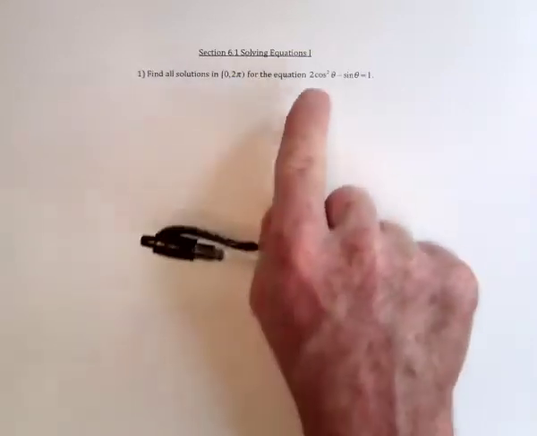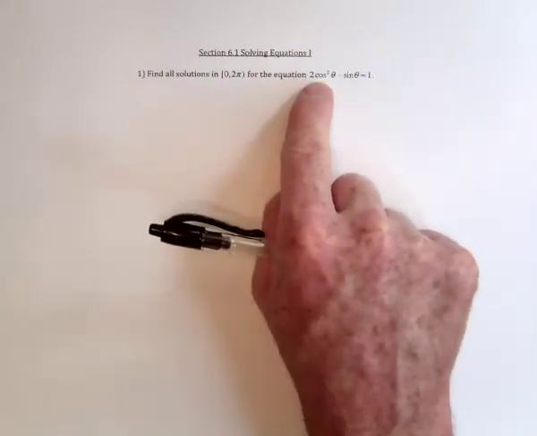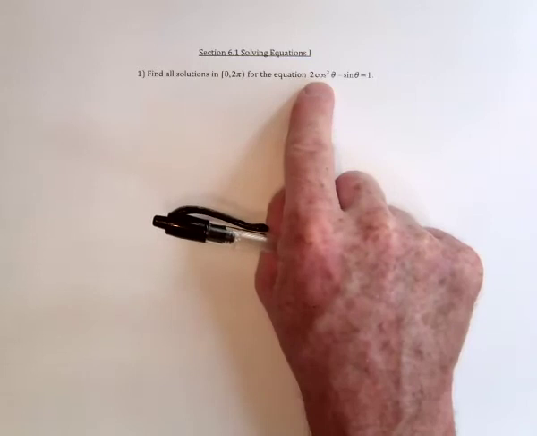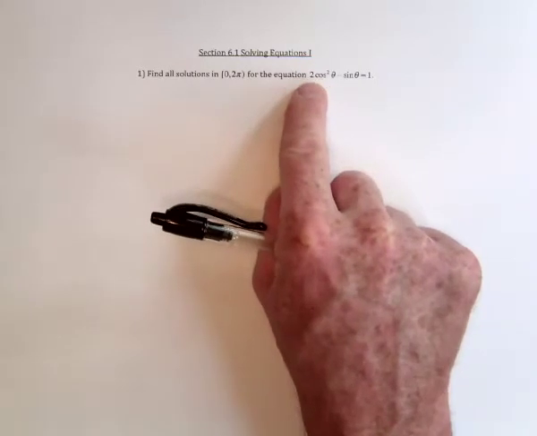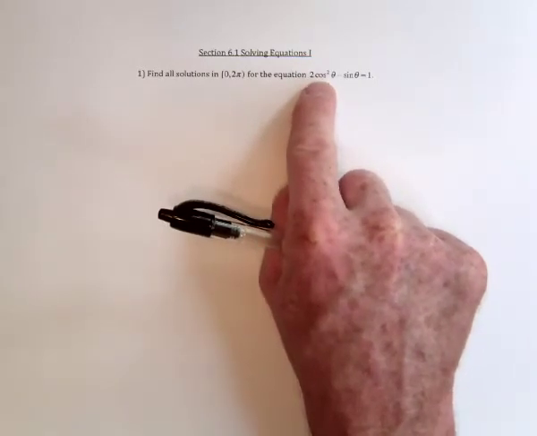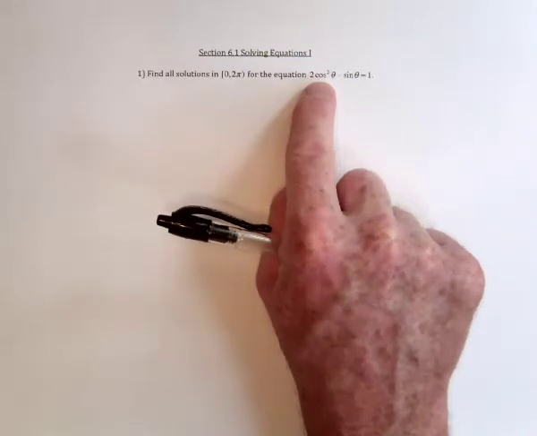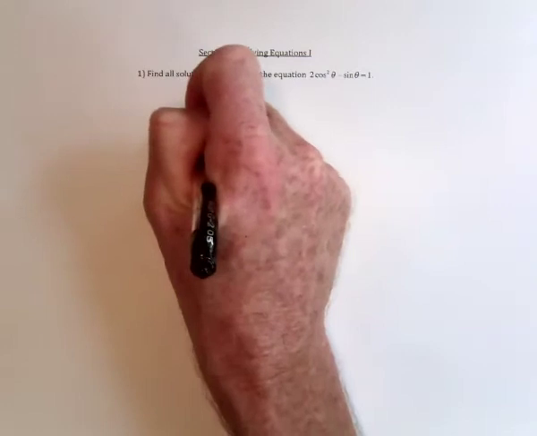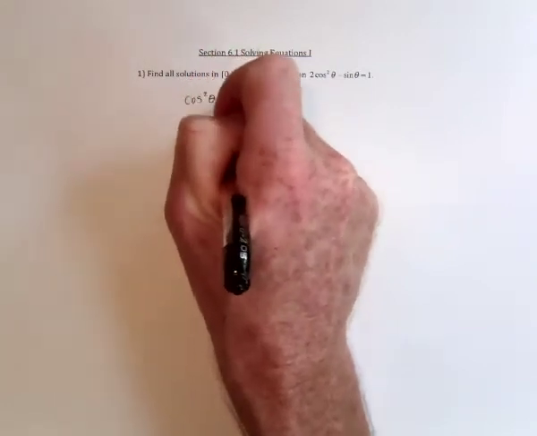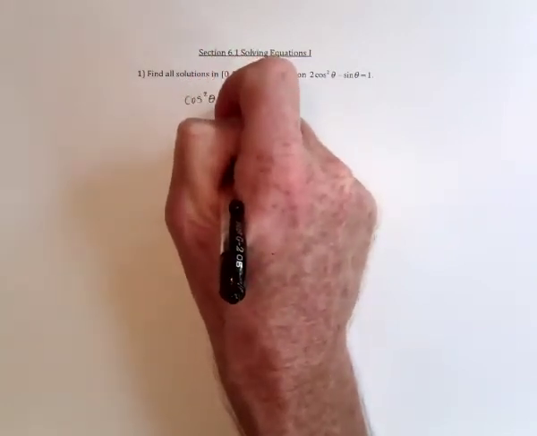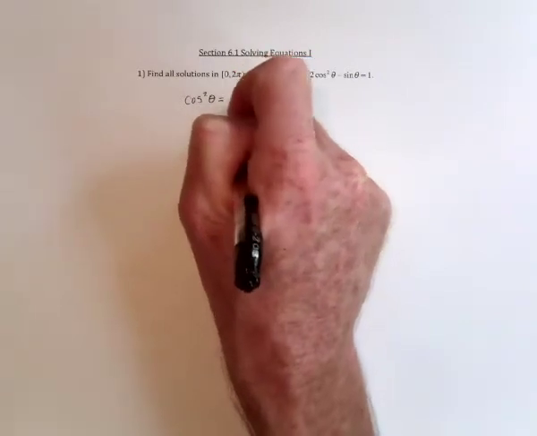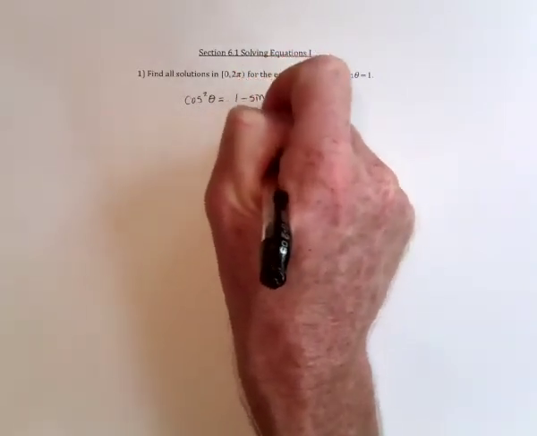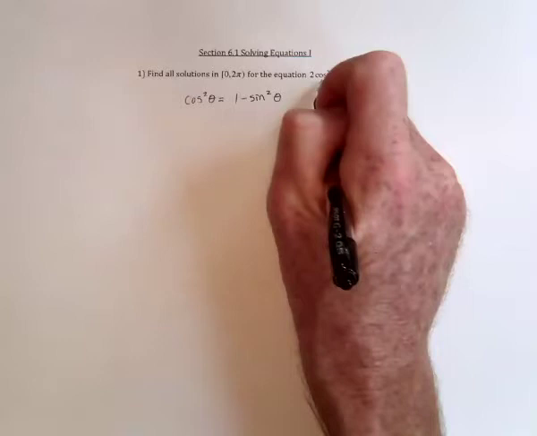In order to solve this trig equation, we're going to need to replace cosine squared. The main idea is to get all of the trig functions to be the same, either all sines or all cosines. And we do have a trig identity for cosine squared, that it's equal to 1 minus sine squared. And so we'll substitute that in right here.